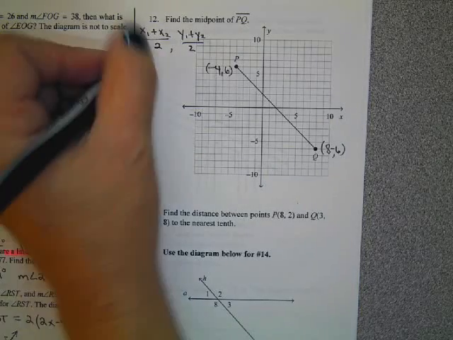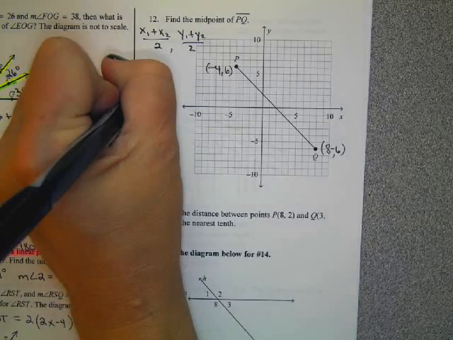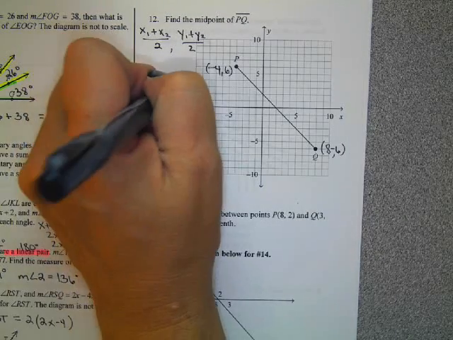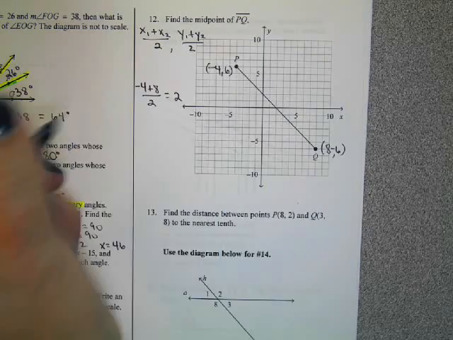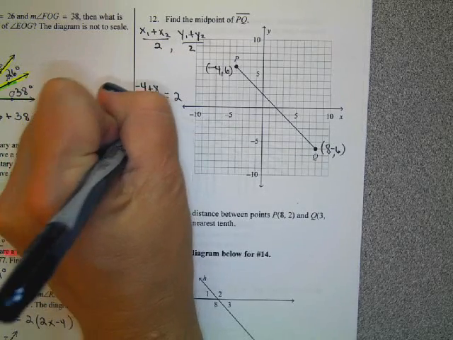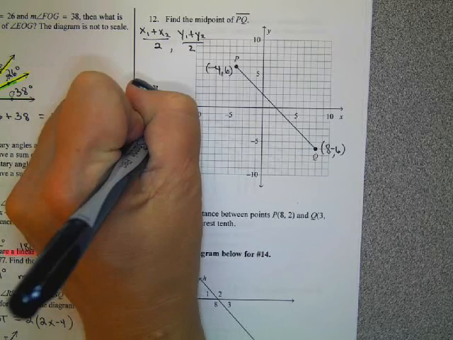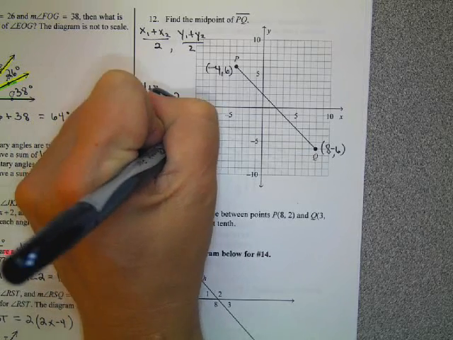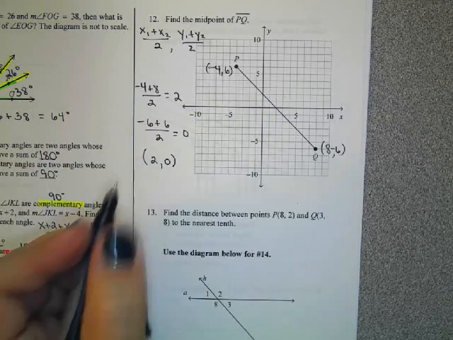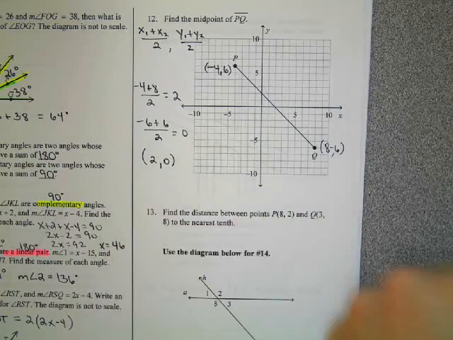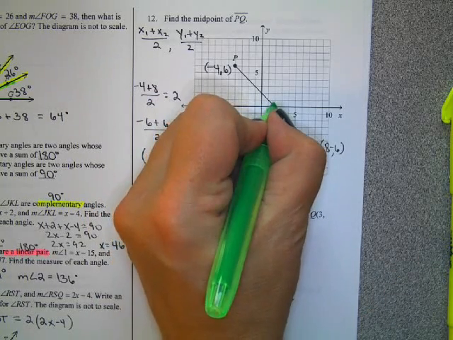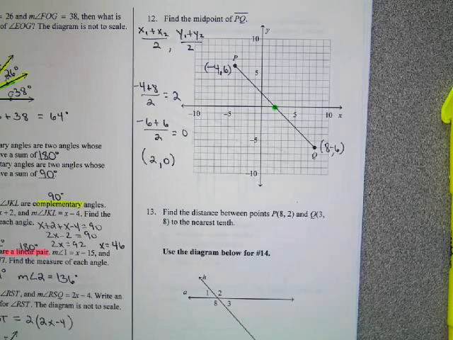And then we do negative 4 plus 8 divided by 2. And that'll just give us 2. And we do the y coordinates. Negative 6 plus 6 divided by 2. And that gives us 0. So the coordinates of the midpoint would be at 2, 0. And if we look at that, 2, 0 is this point right here, which looks pretty accurate.